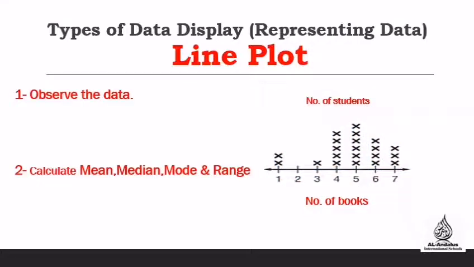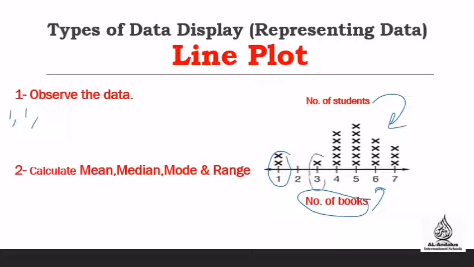Now we understood this line plot. The number of books is represented by 1, 2, 3, 4, 5, 6, and 7 books, and the crosses represent the number of students. So the number of repetitions is represented by the crosses, and the number of books is represented on the line itself. If I want to write the data set out of this line plot, I will write the following. Here the 1 is repeated 2 times, so I will write 1 and 1. Here there is no 2, so I will not write 2.